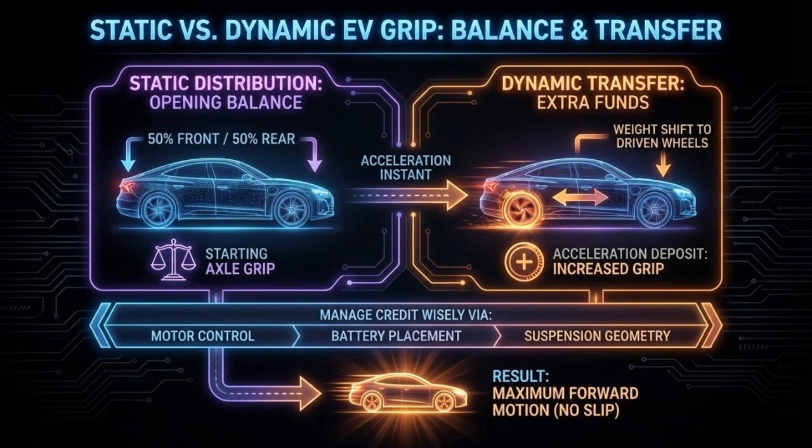Static weight distribution sets your starting grip balance at each axle. The moment you accelerate, dynamic load transfer adds extra grip to the driven wheels. If this added grip is managed wisely, using motor torque control, battery placement, and suspension geometry, the EV converts instant electric torque into forward motion. If not, the excess becomes wheel spin, noise, and wasted energy.